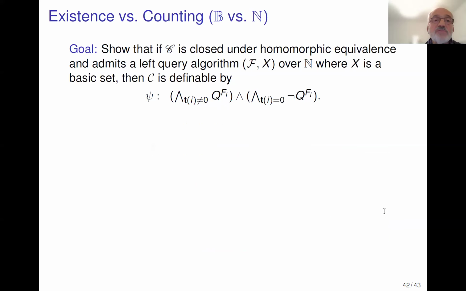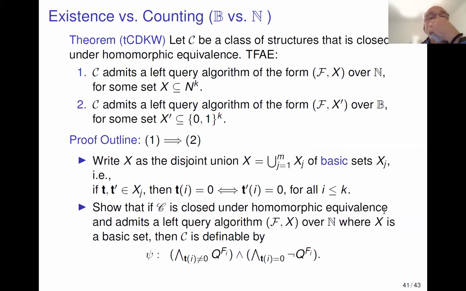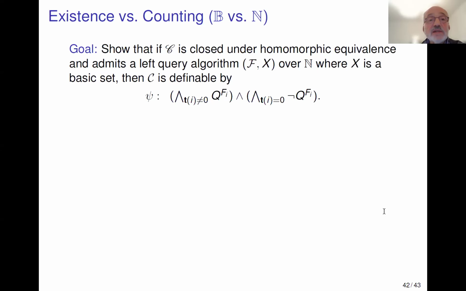The important thing to take from this discussion is that as regards classes of structures that are closed under homomorphic equivalence, having a left query algorithm over the natural numbers gives you no advantage. You also have a left query algorithm over the Booleans. And these are the results I wanted to discuss.